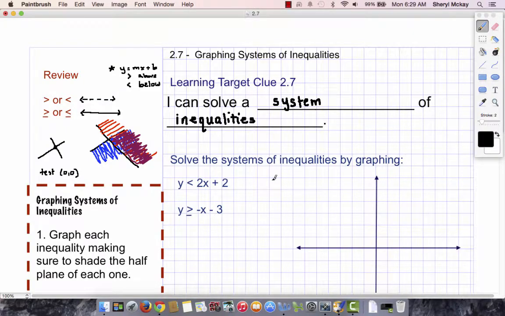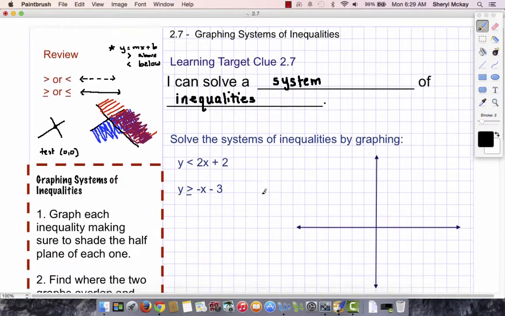Let's move on to solving systems of inequalities by graphing. Now, this is pretty simple. If you understand how to graph an inequality and you can be neat with your graphing and be able to tell what you're shading, then you'll do just fine on this, okay? If you don't really understand all of the steps in solving a system of inequalities, then you should probably go back and review that. But let's go ahead and do these two problems.